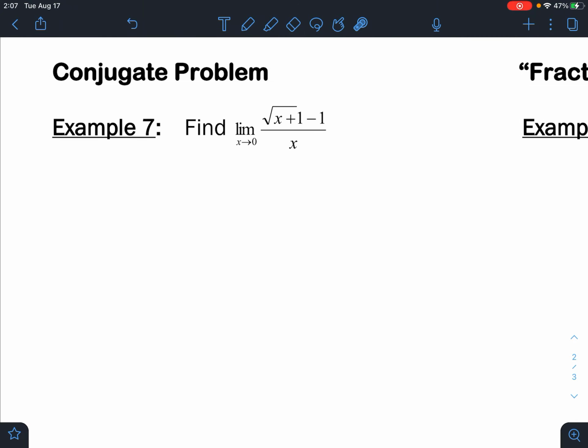Next one's called a conjugate problem. What does that mean? Well, it's important for us to know what a conjugate is. First of all, if you have a plus b, the conjugate of that is a minus b. So those are called conjugates.